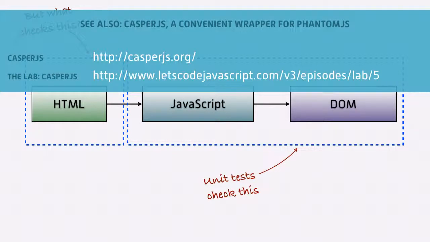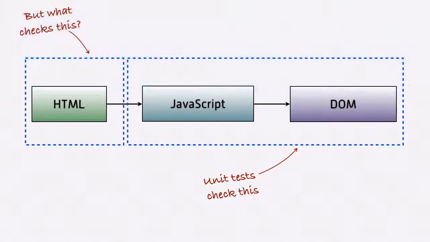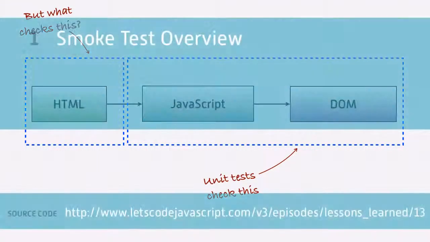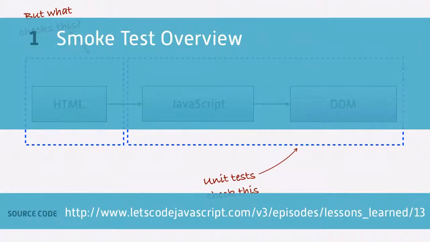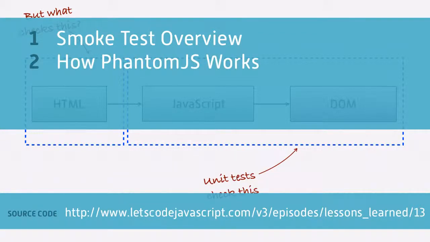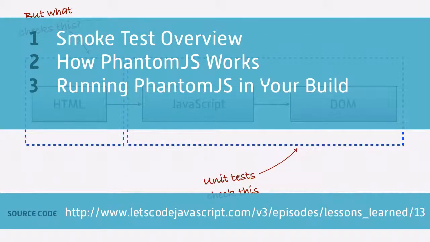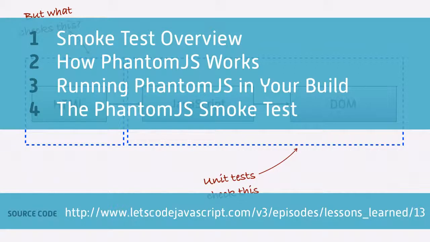In this episode, we're going to look at how you can use PhantomJS to test your code end-to-end. We'll start with a brief overview of when and where to use smoke tests, then look at how PhantomJS works. Next, we'll set up PhantomJS to run from an automated build, then examine two different ways of writing smoke tests for a simple application. All the examples in this episode come with source code, and you can find it at the link on your screen.